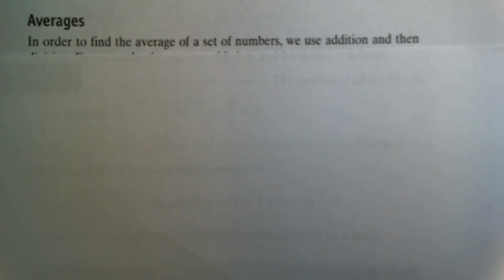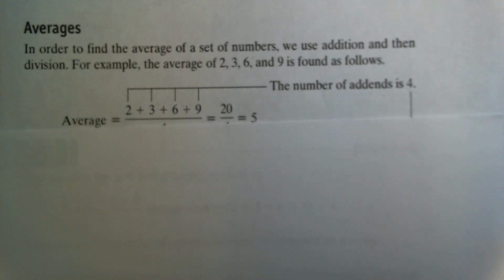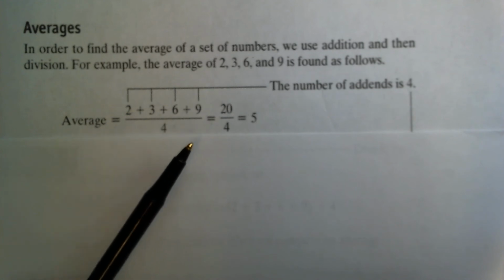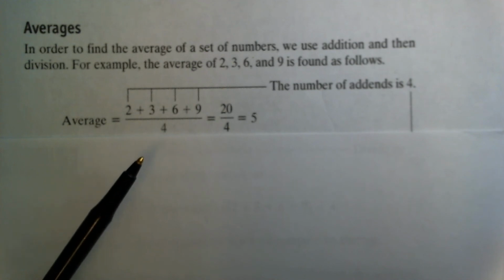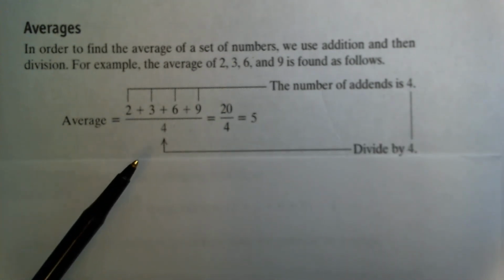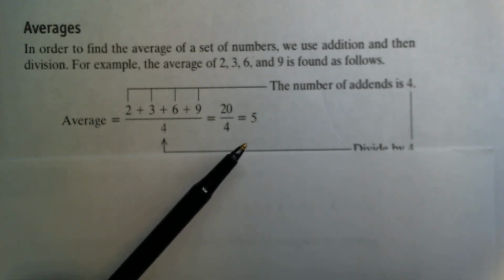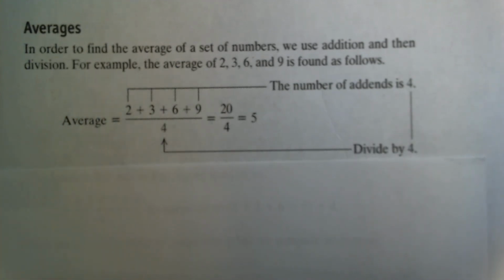So in order to find the average of a set of numbers, for example, the cost of houses, we use addition and then division. For example, the average of these numbers, 2, 3, 6, and 9, is found as follows. To come up with the average, we add the numbers 2 plus 3 plus 6 plus 9. These are the addends, and they add up to 20. And we divide them by the number of addends we have. So we have 4 addends, so we divide the 20 by 4, and that gives us an average of 5. So that's how we compute an average.